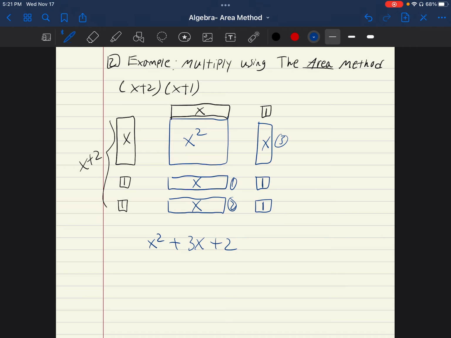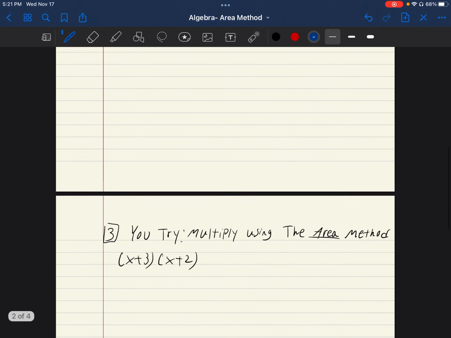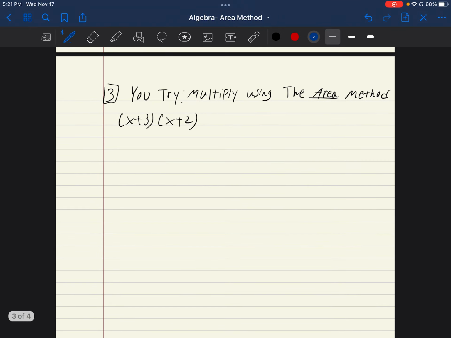Okay. So now for the third example, we want you to try this example to see if you can do the same procedure as me.